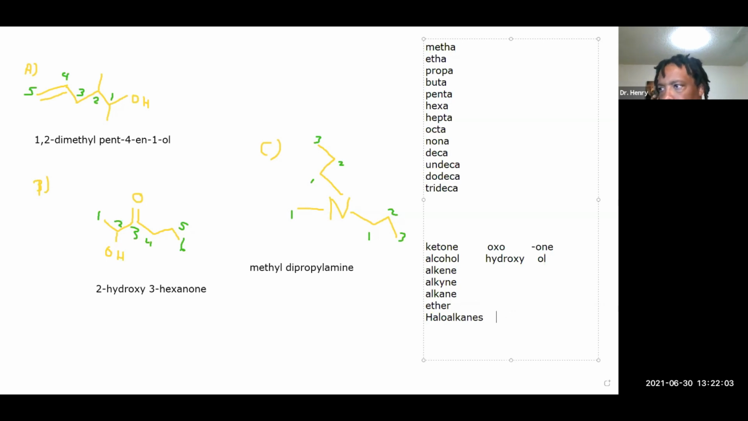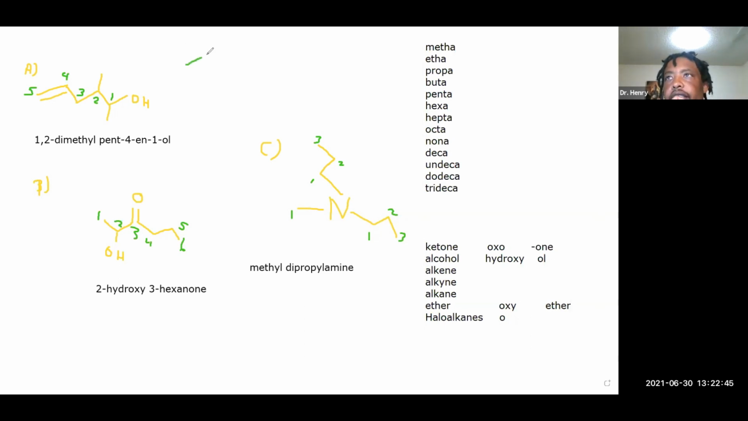where we know the prefix for the haloalkanes are O's. Okay, now ethers, the prefix for ethers are going to be oxy. Okay, the suffix for ether is just ether. Okay, so what's commonly done when we're talking about ethers, let me show you what an ether looks like.